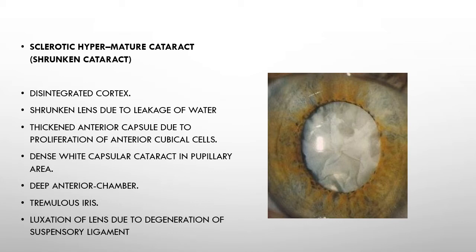The thickened anterior capsule due to proliferation of anterior cuboidal cells is seen, and lens-wide capsular cataract in pupillary area is seen here. The anterior chamber is deep as the size of the lens is small. The iris is tremulous. There is luxation of the lens due to disintegration of suspensory ligaments and zonules. Why this happens? Because there are micro leaks on the capsular bag, the capsule of the lens. That is why there is leakage of the water from the lens and the lens is shrunken.